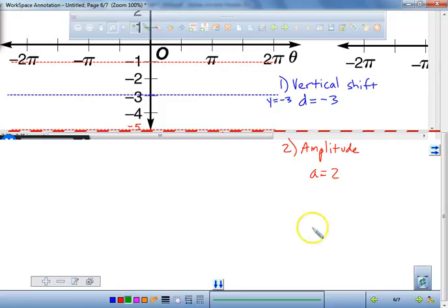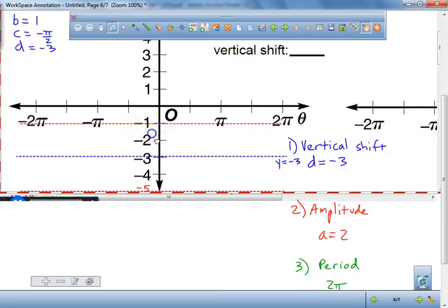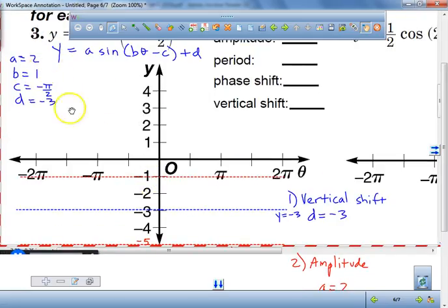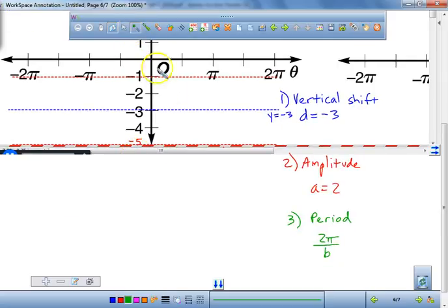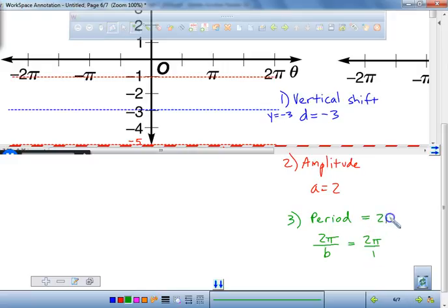All right, step number 3. I'm going to figure out what the period is going to be. There's a formula: 2 pi over b is the value of the period. If you scroll up and look, my b value is the number 1, so this is pretty easy. It's just 2 pi over 1, so my period is just 2 pi.